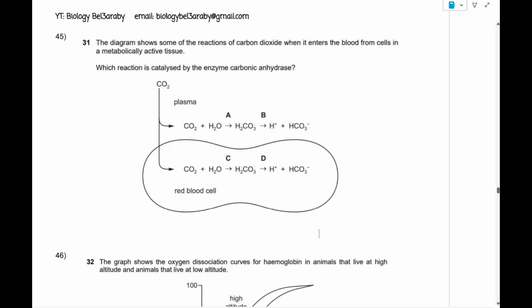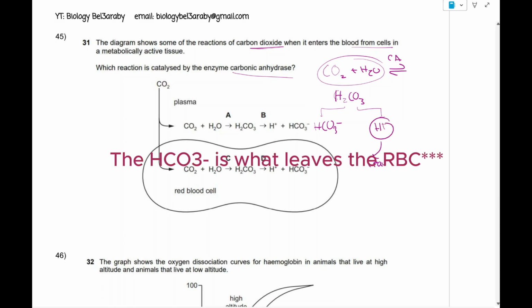Question number 45. The diagram shows some of the reactions of carbon dioxide when it enters the blood from cells in a metabolically active tissue. Which reaction is catalyzed by the enzyme carbonic anhydrase? So, when carbon dioxide combines with water, carbonic anhydrase has an action here. It converts carbon dioxide and water into carbonic acid. Then carbonic acid dissociates into hydrogen carbonate ions and hydrogen ions which leave the red blood cell.